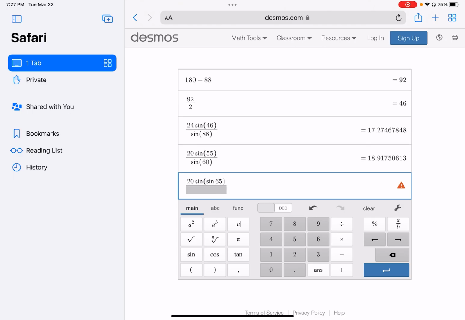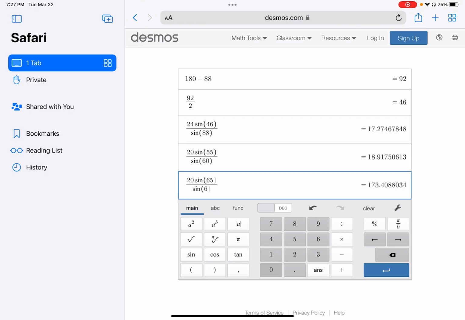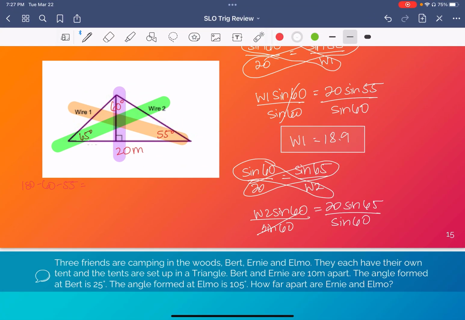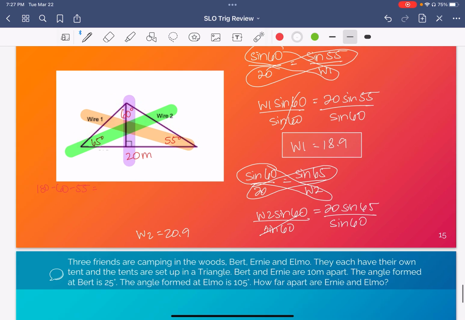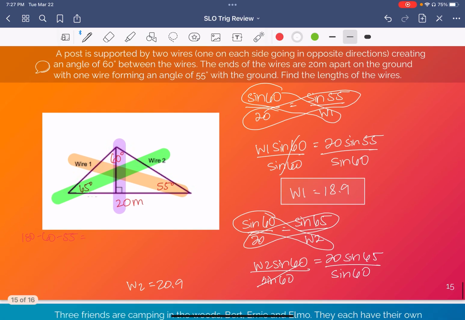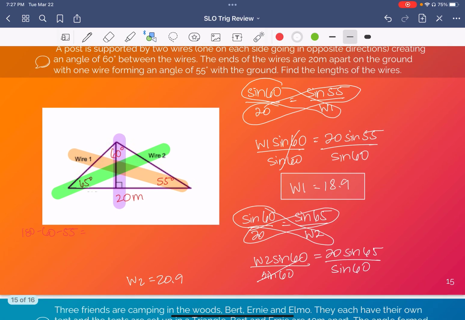Is 20.93. But it says, does it say? Oh no, it doesn't say. Whatever, I'll just leave it in tenths still. So 20.9 for wire 2.